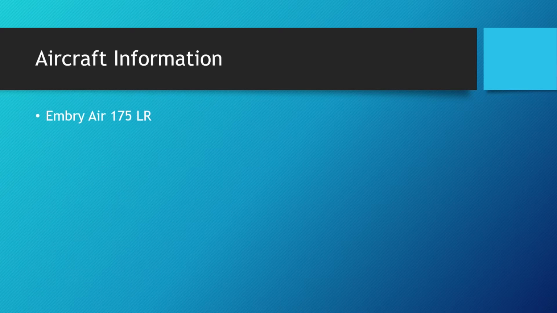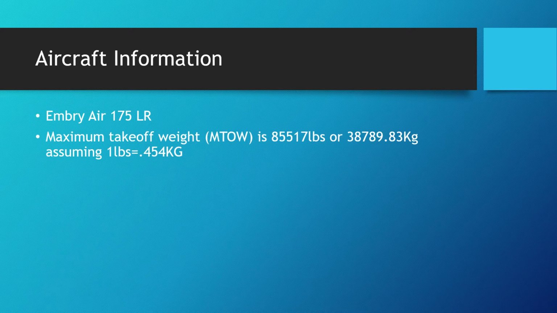The Embraer 175, I'm going to do the LR version. The max takeoff weight is 85,517 pounds, or 38,789.83 kilograms, and that's assuming the 1 pound to 0.454 kilogram ratio.